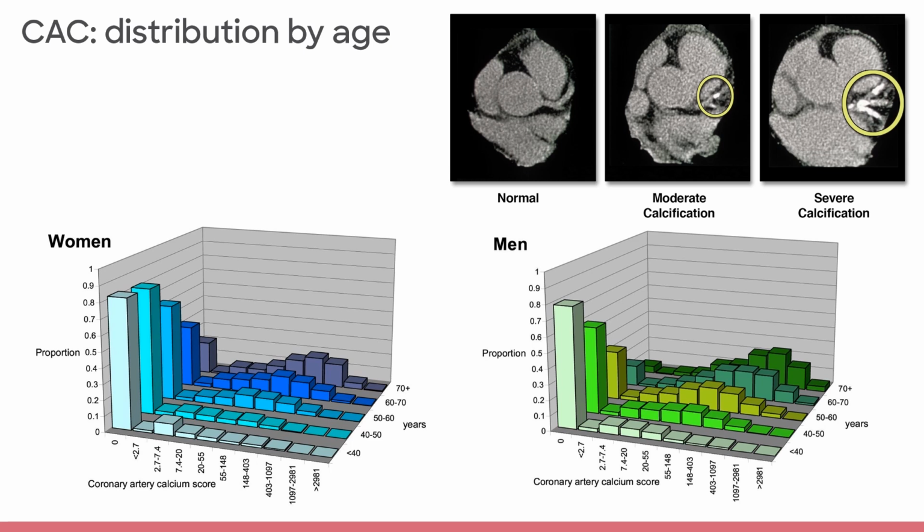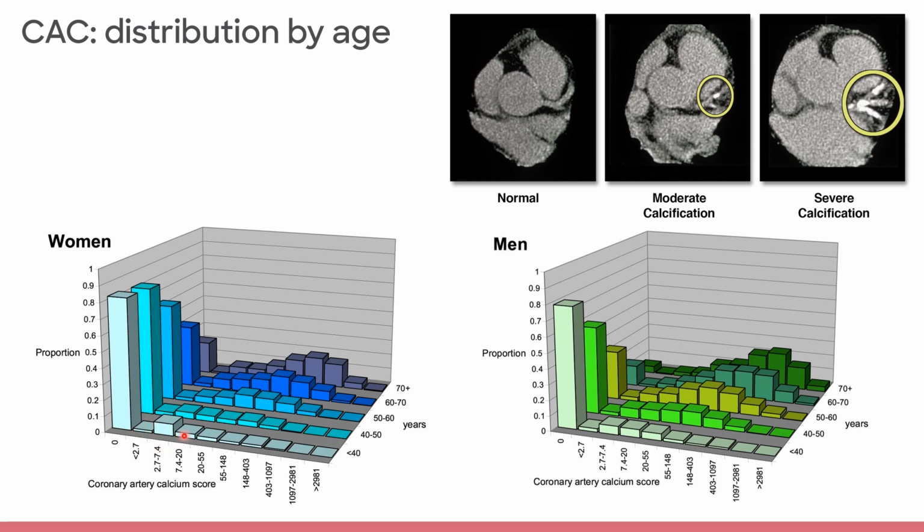This has been looked at a number of different times, and this is a little bit of a busy slide, but if you look up in the top right, this is what a CT scan looks like in a normal person, no calcification, with moderate calcification or severe calcification. And if you scan thousands of people at different age groups, so different deciles, 40s, 50s, 60s, 70s, both women and men, you can see that there is this bell-shaped curve of the distribution of coronary calcium.